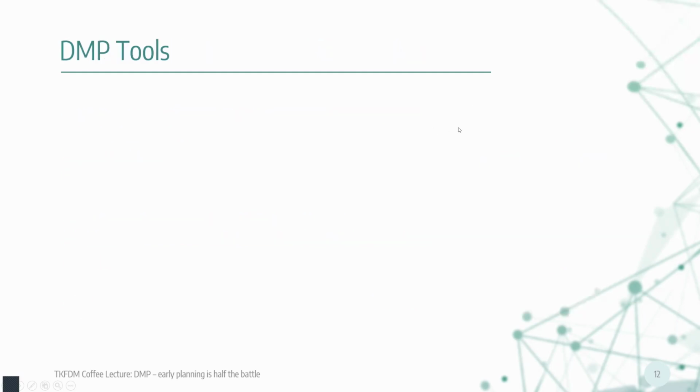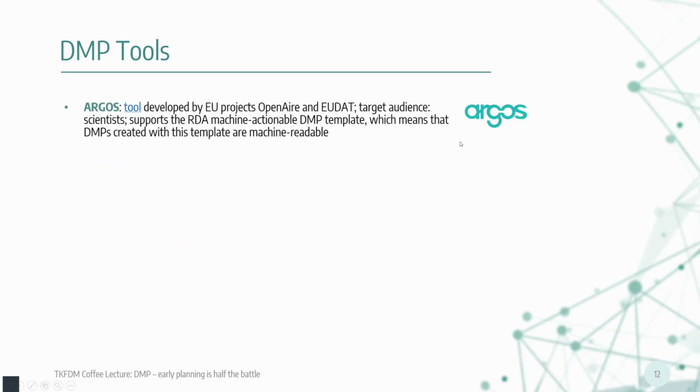So, tools that can help you to automate the process somewhat. I'm going to give you the five biggest ones on the market. There's Argos, which is a tool developed by the EU projects OpenAIR and EUDAT. The target audience is basically scientists and researchers, and they support machine actionable DMP templates, which means that your DMPs created with this template are machine readable, which is great if you want to publish them on a research data infrastructure like a research data repository.